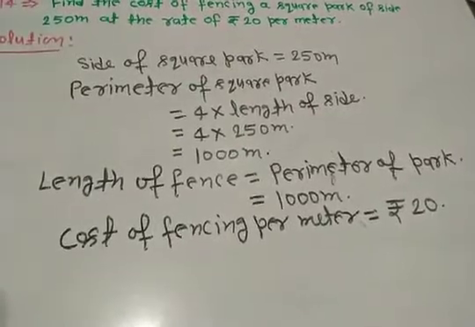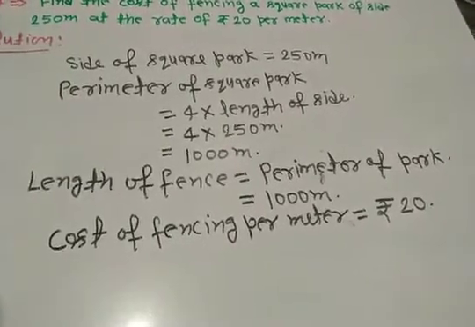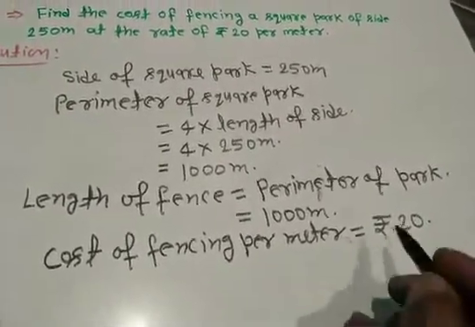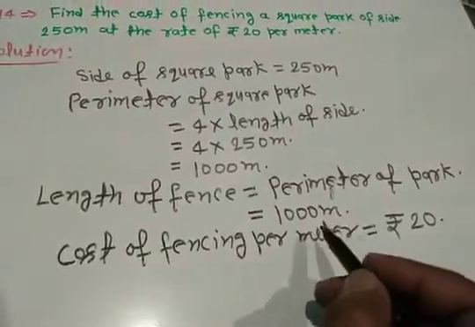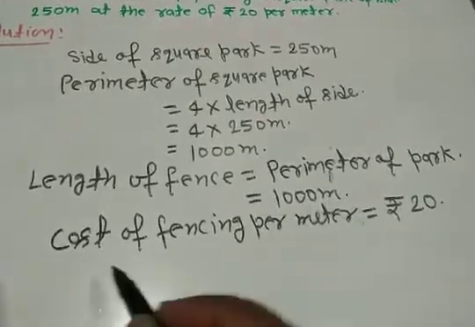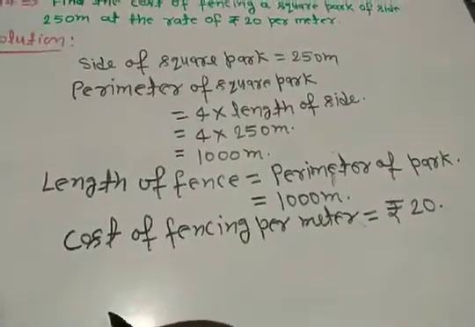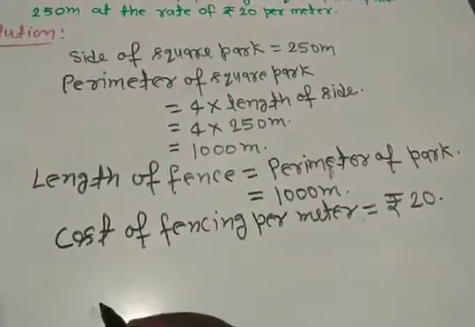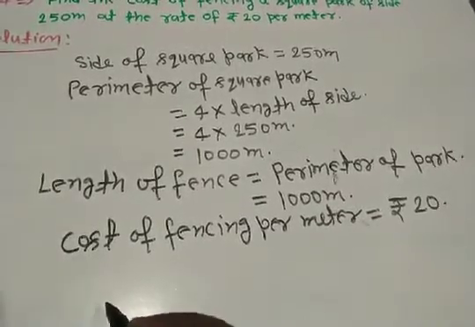This is given: rupees 20 is the cost of fencing. Okay, this is the cost of 1 meter, but how many meters of fence do we have? 1000 meters. So we write here the cost of fencing in 1000 meters.